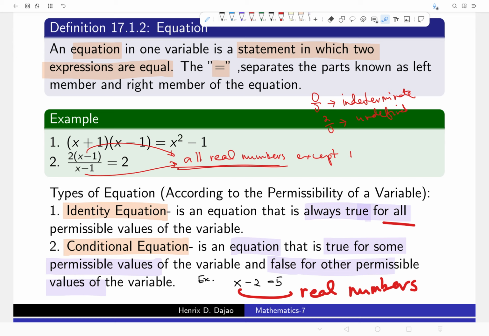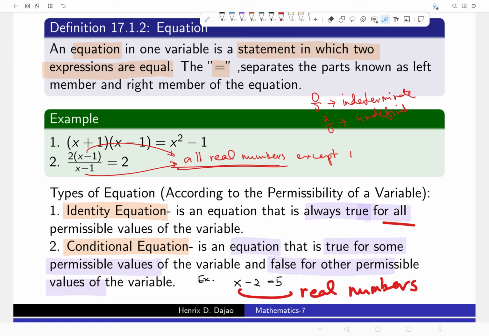So not all permissible values of x will make our equation true. Most of the time we will deal with conditional equations, and we will develop some techniques in order to solve them. So when I say equation in this discussion, we mean conditional equation, unless otherwise stated. Sometimes we will encounter identity equations, but most of the time we will deal with conditional equations.